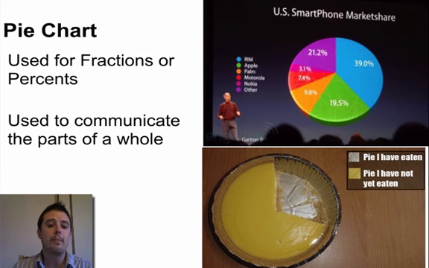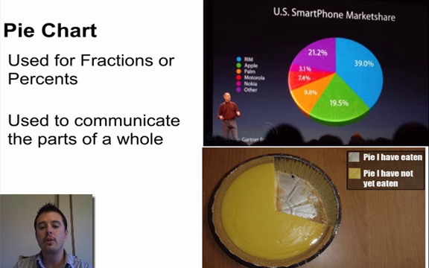We could also use a pie chart, and that is used for fractions or percents. It is also used to communicate the parts of a whole, a percentage or a fraction. So for example, U.S. smartphone market share. This is Steve Jobs, and you can see that previously RIM, Research in Motion, held 39% of the smartphone market share. So of all the smartphones in the world, 39% were made by the company RIM.